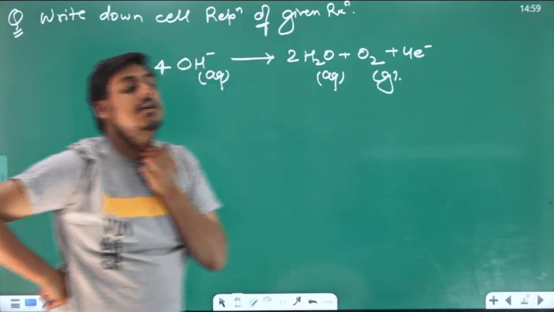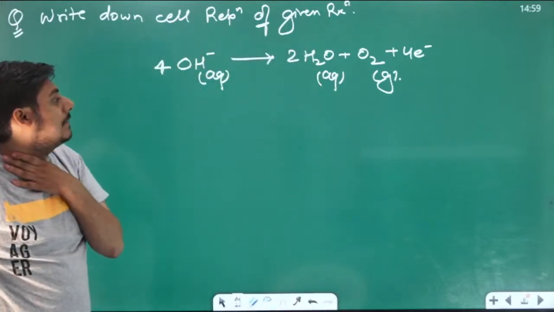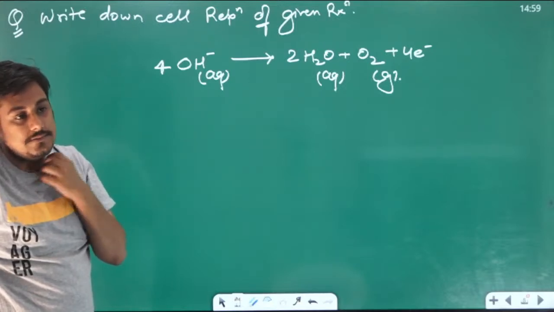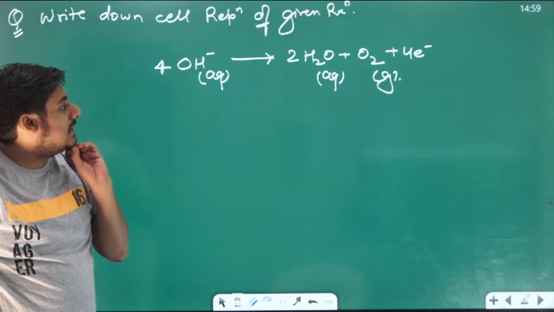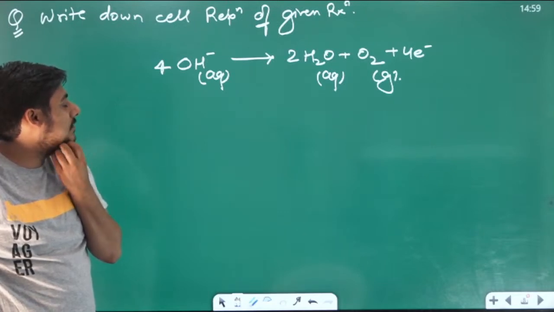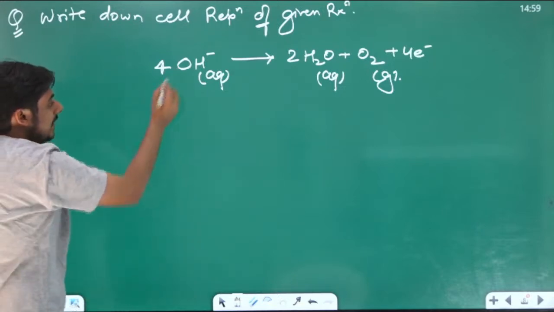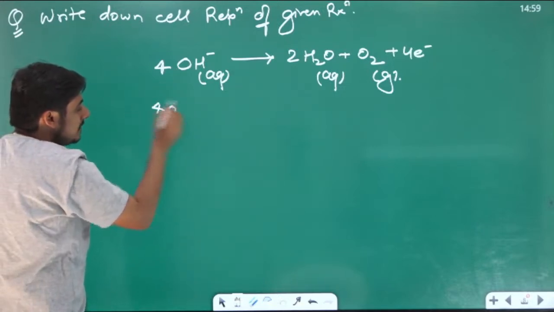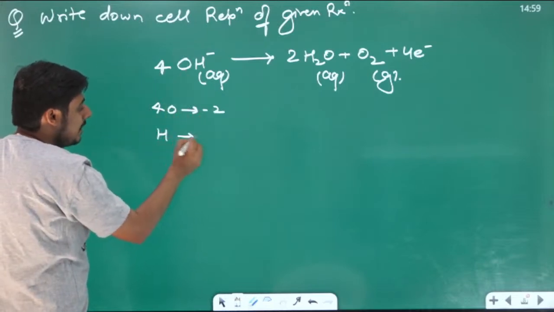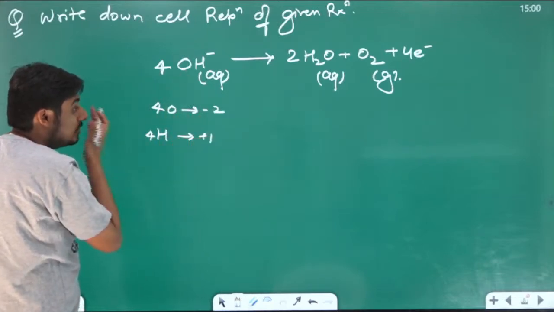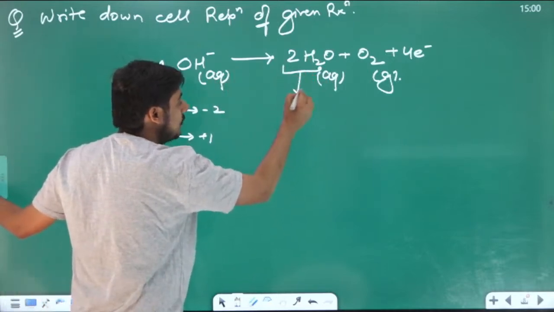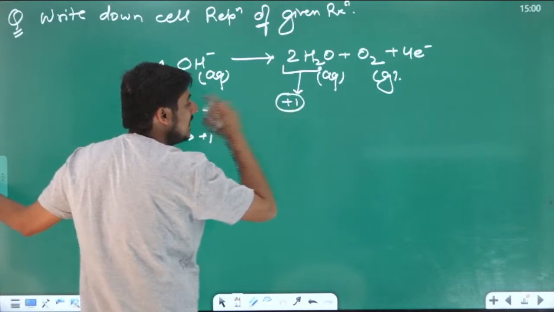Okay, write down the cell representation for this particular reaction. First, try to find out which species is getting oxidized and which one is getting reduced. Here we have 4 oxygen atoms in -2 oxidation state. All 4 hydrogens are in +1 oxidation state. On the product side, all 4 hydrogens are in +1 oxidation state.